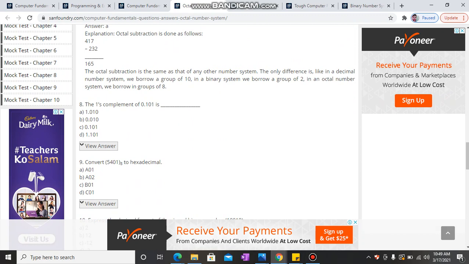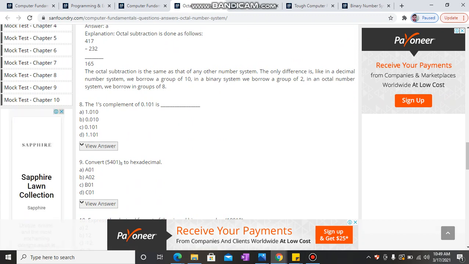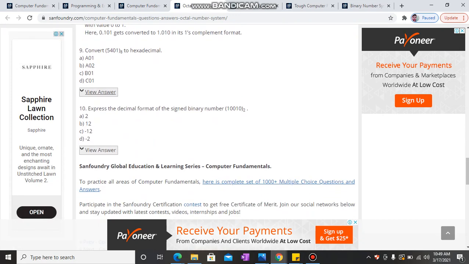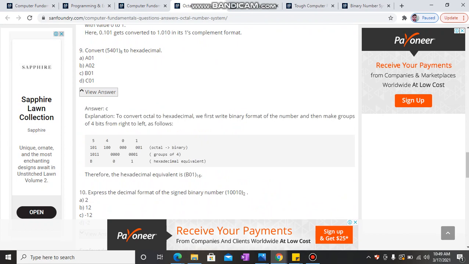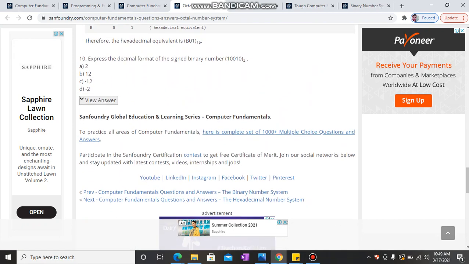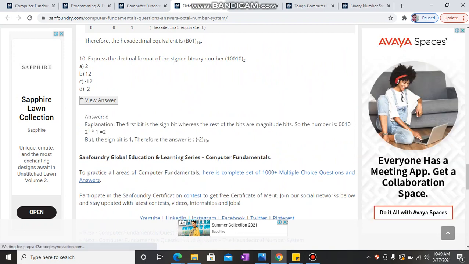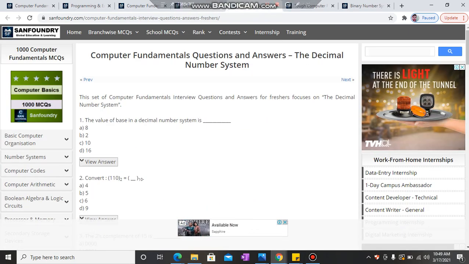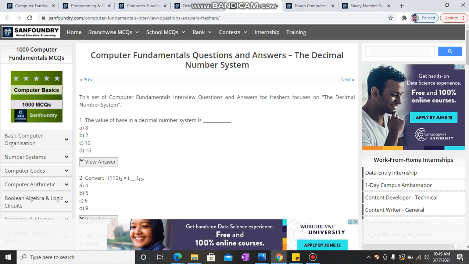And we have another question. The ones complement of that 0001 is that, which is A. So convert the 5401 into the hexa. As we already know, we have already done the exercise above. So express the decimal format in binary, this. So that is D. Expression, the first bit is the sign, whereas the rest of the bits are magnitude. So that the answer is that. So I hope this is clear. We have got another decimal number.